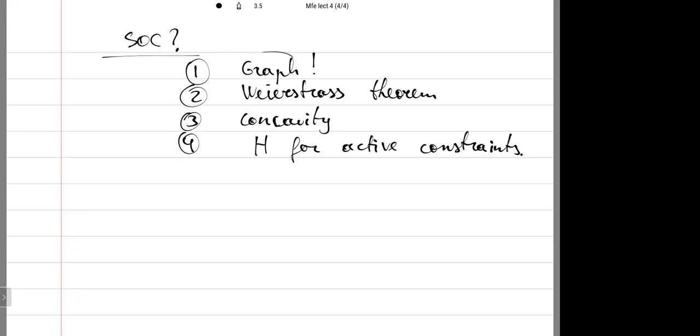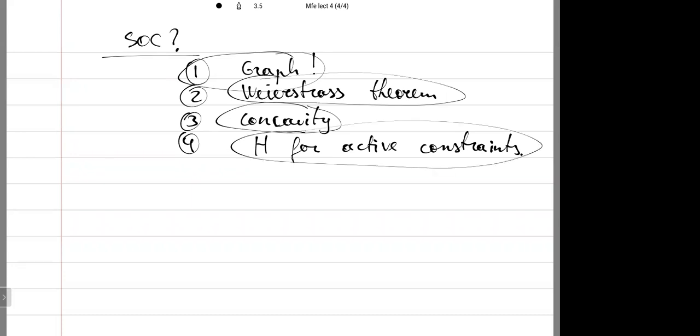So I prefer to graph. If the graph is too hard, for example, if I have 3 or 4 variables, then try to use the Weierstrass theorem. If the Weierstrass theorem is not applicable, then try concavity or convexity of a function. If it's not applicable, then go with the bordered Hessian. Or maybe even before, just think a little bit, because sometimes you just see that the maximum exists.